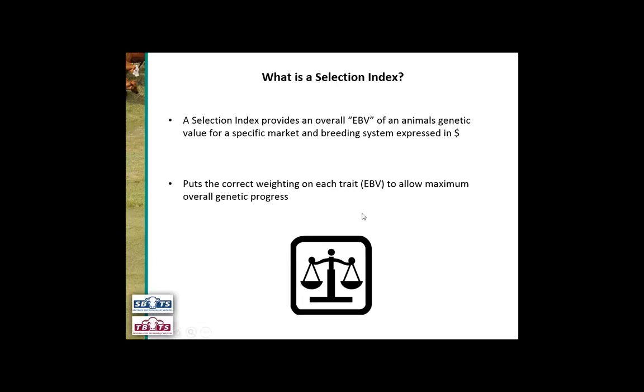So for example, if your market is paying a high premium for extra weight, then the index will take account of the fact that extra weight gain is not without some correlated effects such as increasing birth weight. So that is all taken into account in the index.